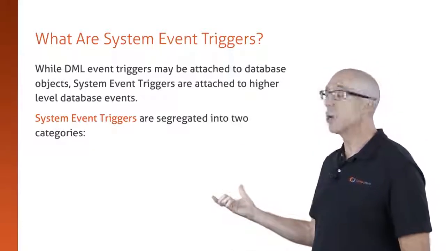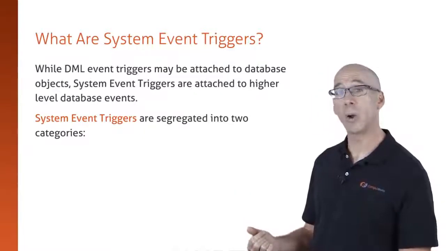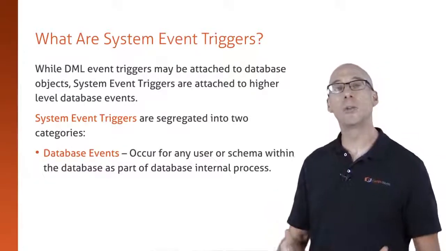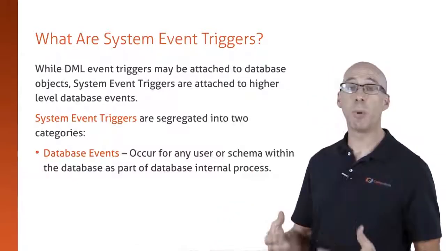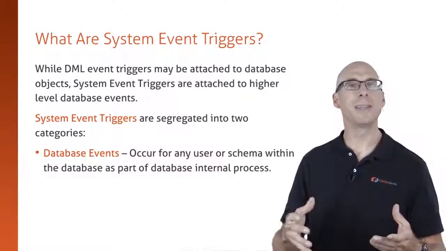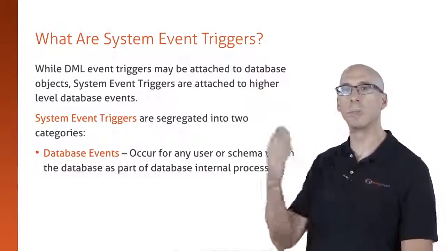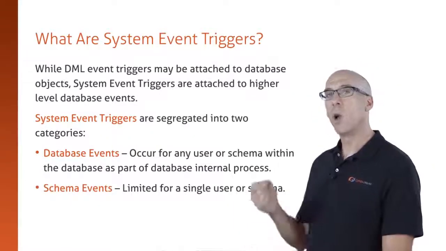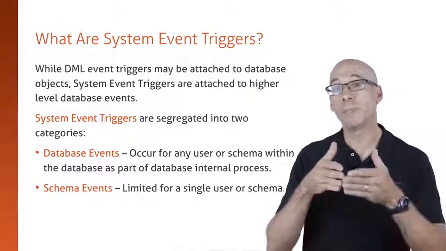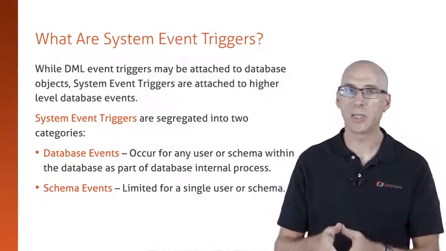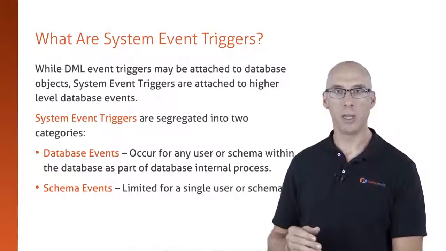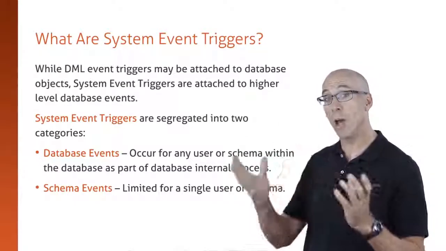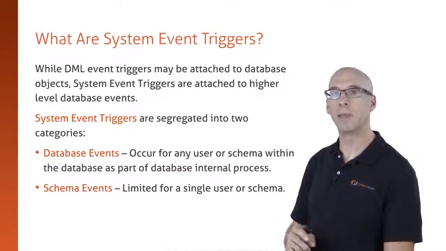Now system event triggers are segregated into two different categories. The first category are database events, and these occur for any user or any schema within the database as part of a database internal process. So like I said, this is like a user logging onto the system or some error occurs. We also have schema events, where this is limited to perhaps a single user or to a single schema. So it's not as widespread. So that is the key difference when we start talking about the different system event triggers. Are they database wide or are they schema? So that's the big thing.